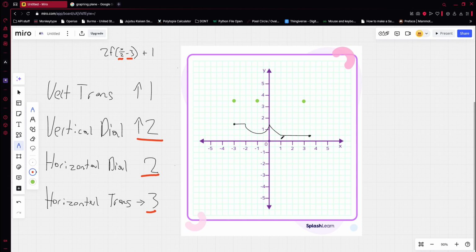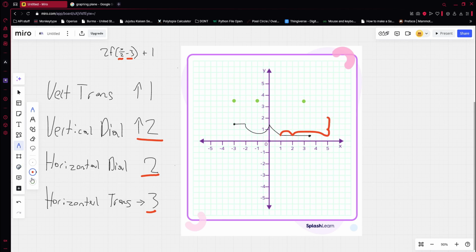Now this point right here, we are going to do our horizontal dilation. So we start at 1, we double it, we go to 2, and then we add 3 because of our horizontal translation. So 2 goes to 5. We do our vertical dilation. So we double what we have, we go up to 1, and then we add 1 because of the vertical translation. So we go up by 1.